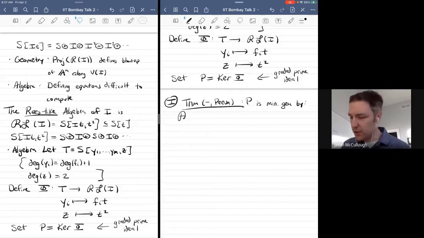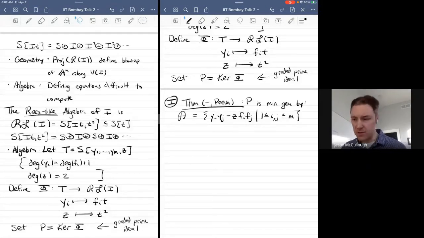So I'll call one curly A. So this is the set of all things of the form y_i y_j minus z times f_i f_j, where i and j range from 1 to m. Remember, m was the number of generators of my original ideal.